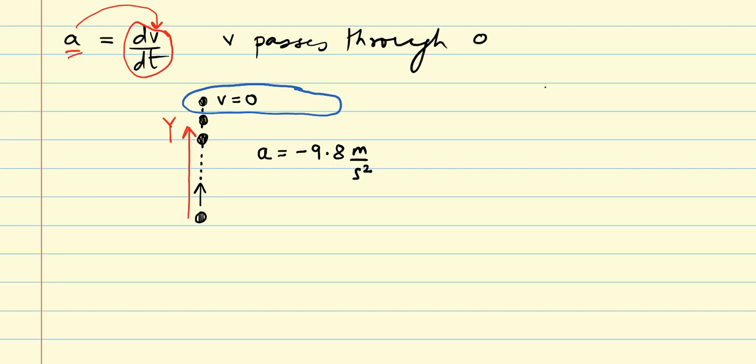So here we have a situation where the particle's velocity is 0, but its acceleration, which is minus 9.8 meters per second square, is not equal to 0, and this means that statement C is incorrect. Now let's see option D.